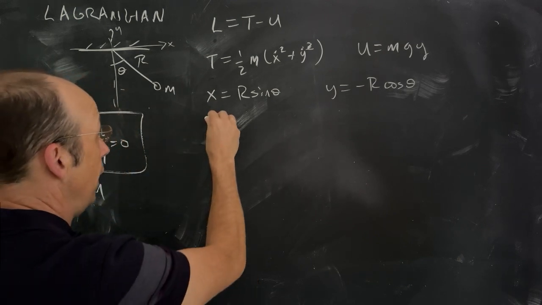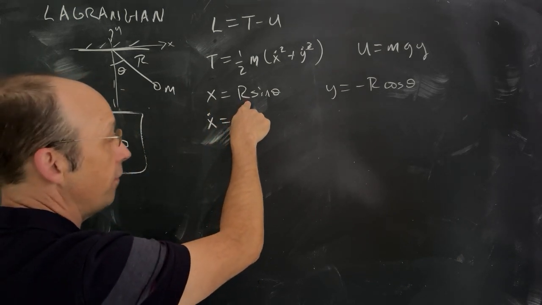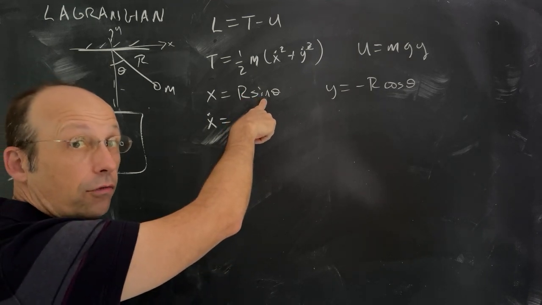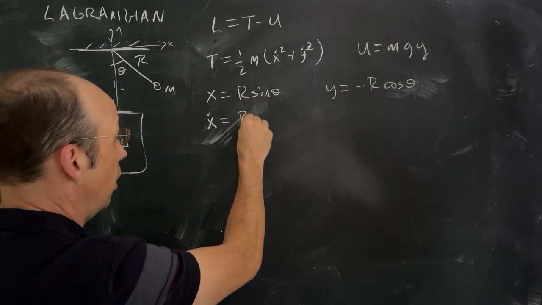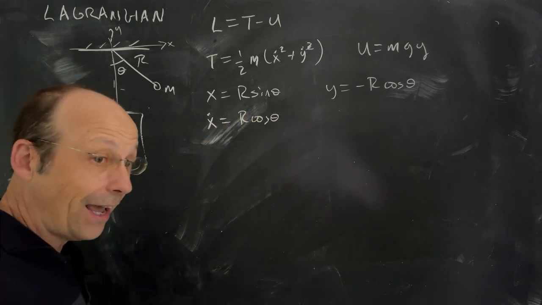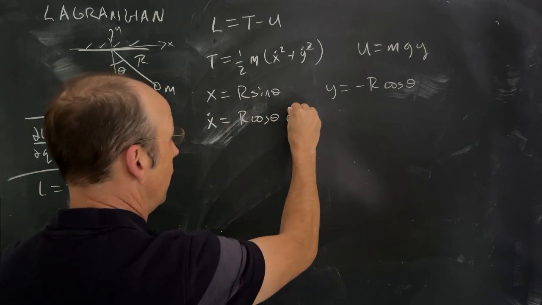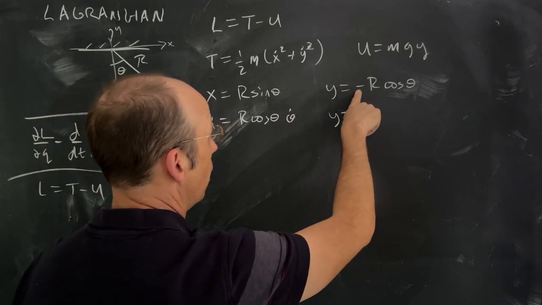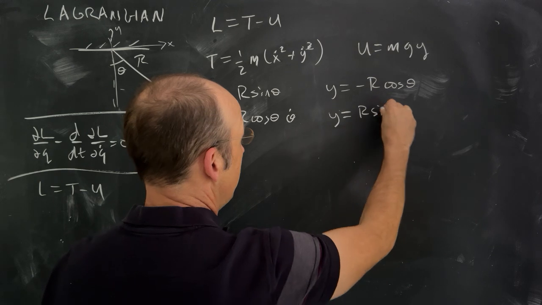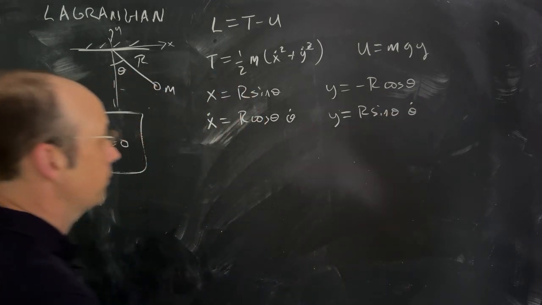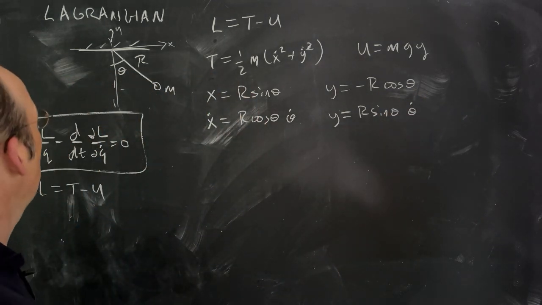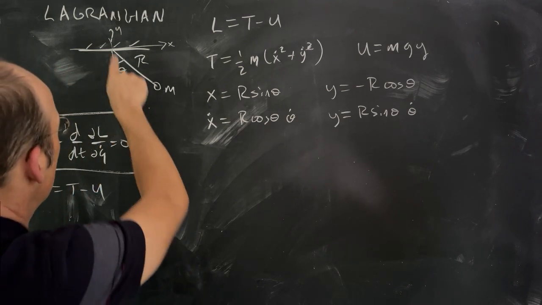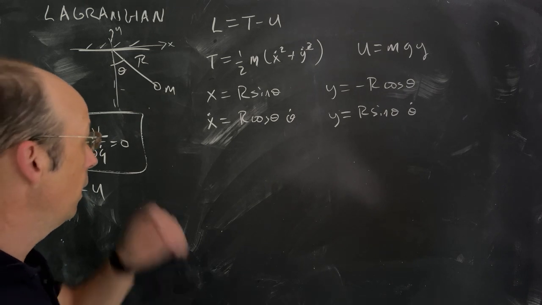So let's take the derivative of x. X dot is going to be the derivative of this with respect to time. Well, r is constant, so I don't have to worry about that. I do have to take the derivative of sine theta. I get cosine theta, so r cosine theta. But wait, I have to take the derivative of theta too, so I get theta dot. Over here, I take the derivative, and I get r sine theta, theta dot. The derivative of cosine theta is negative. Oh, I got those backwards. X is sine. Yeah, that's right.